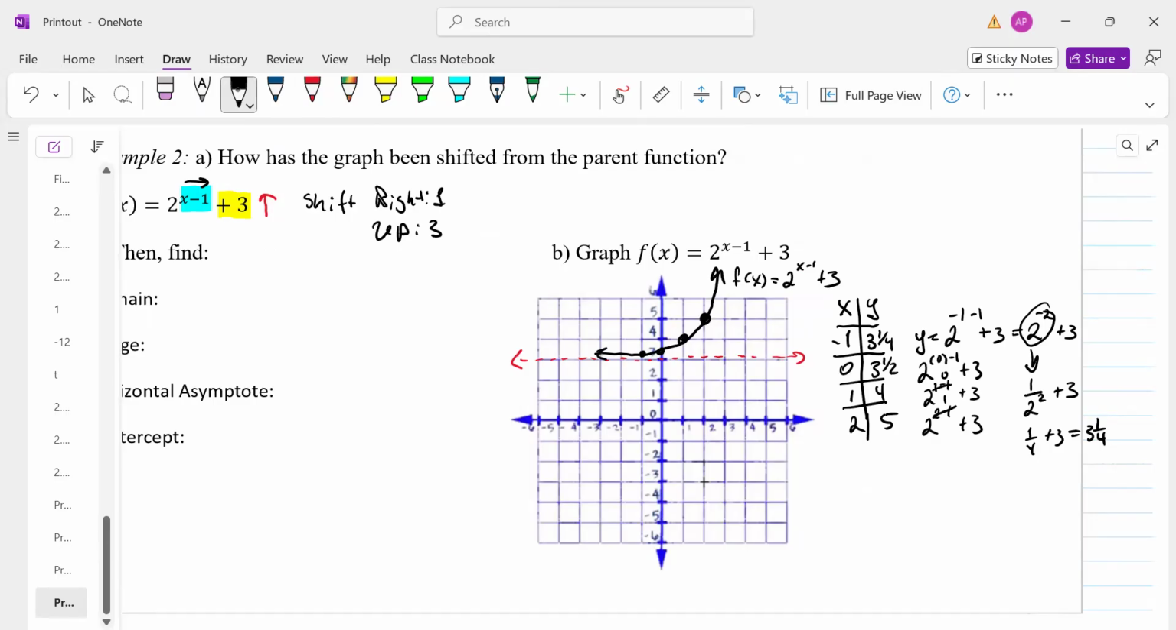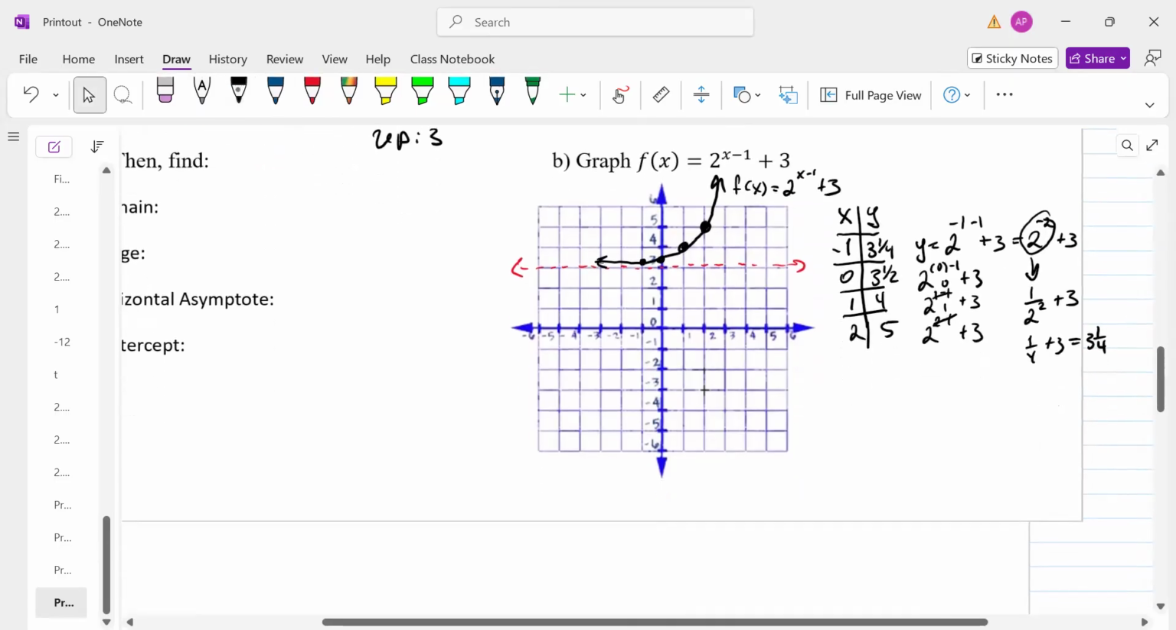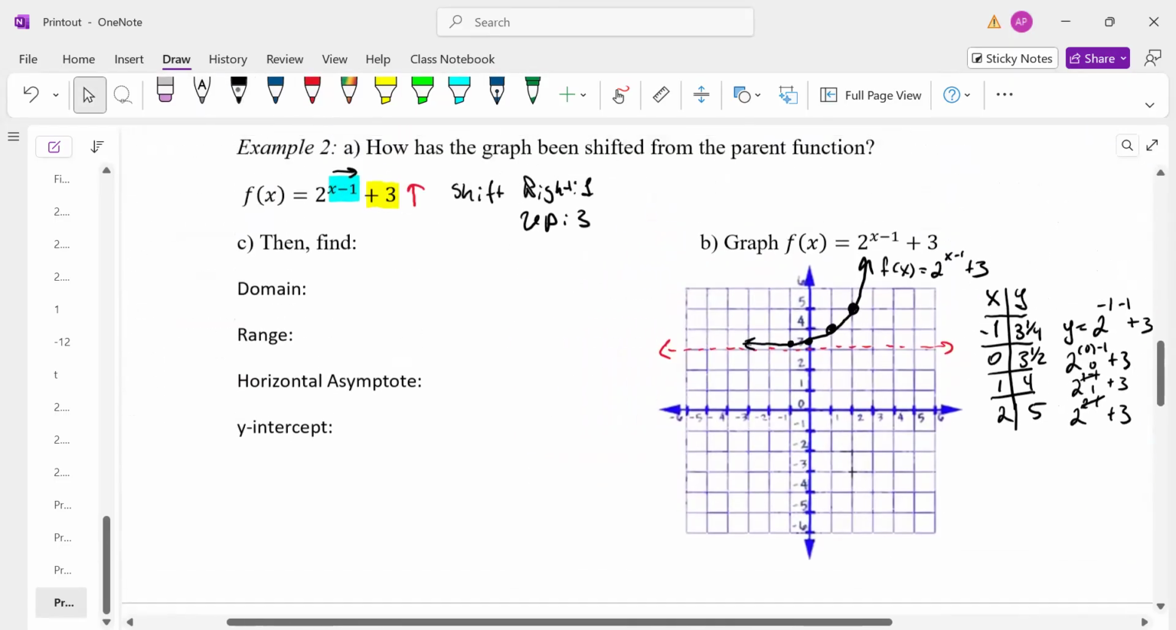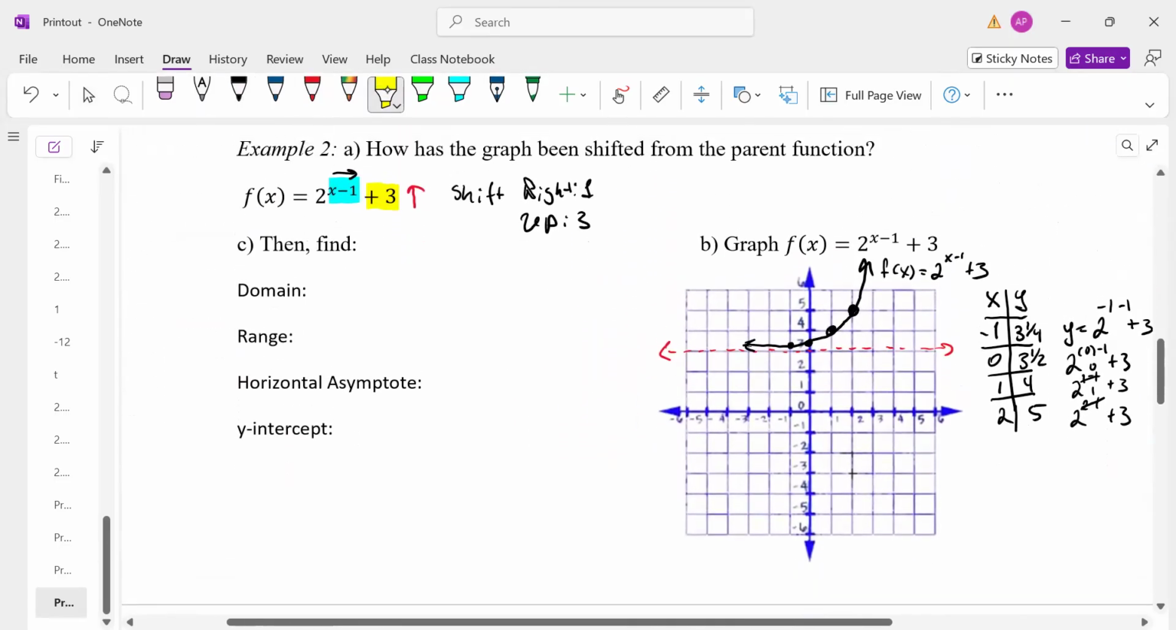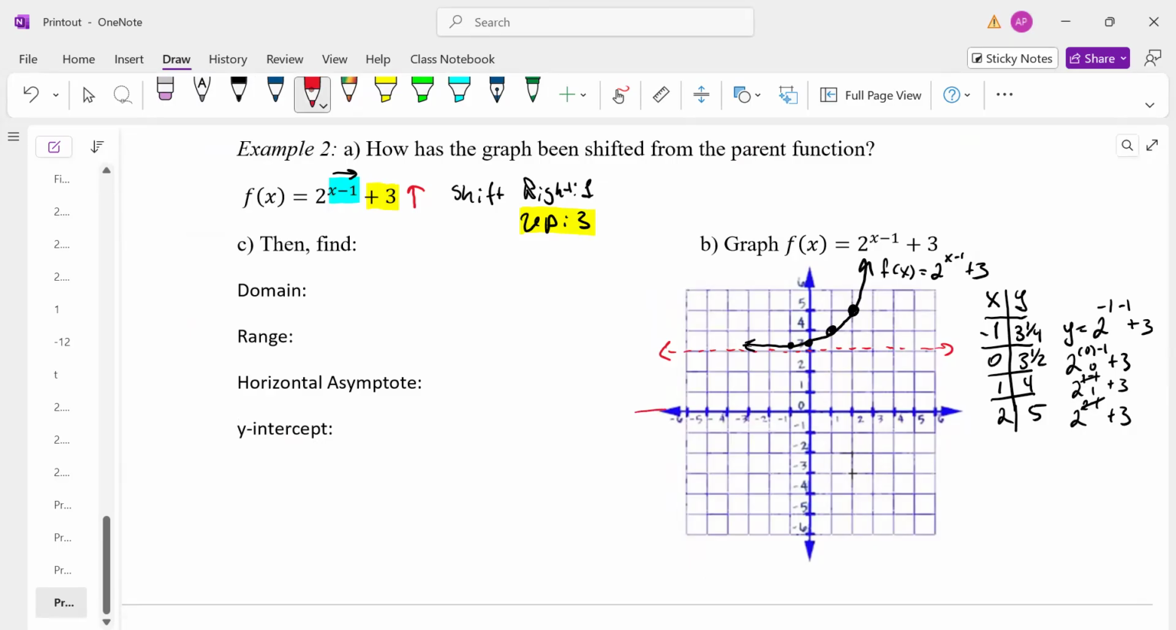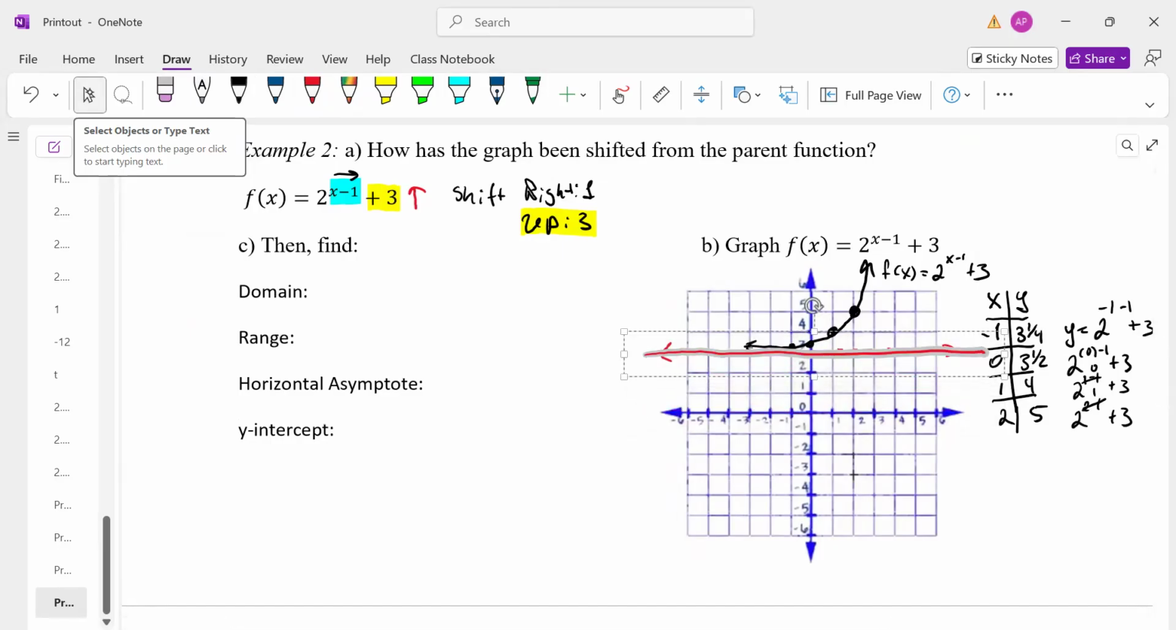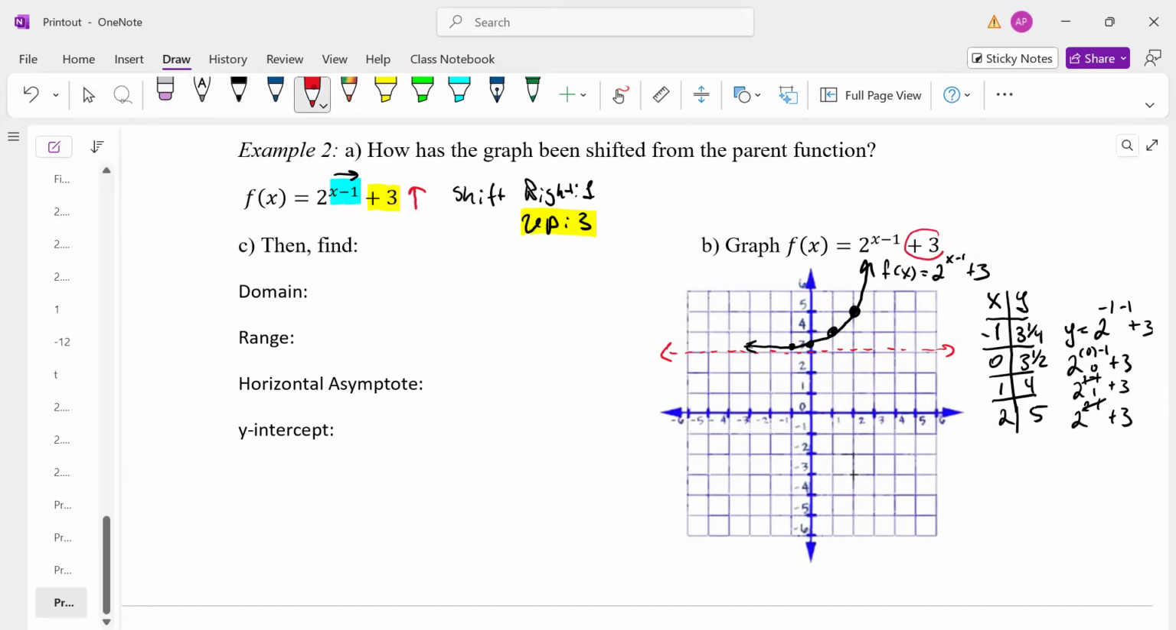Now, some of you will say, well, how do I know that 3 is the asymptote? Well, that's actually not that difficult, because notice we said that we are shifting everything up 3. So our original asymptote, if there was no shift, would have been at the x-axis. This would have been the original asymptote. But since we're moving everything up 3, this asymptote would be shifted up 3. 1, 2, 3. So that's where our asymptote is located. So therefore, we know that the asymptote would be at 3. In other words, this number right here will always give us the horizontal asymptote.